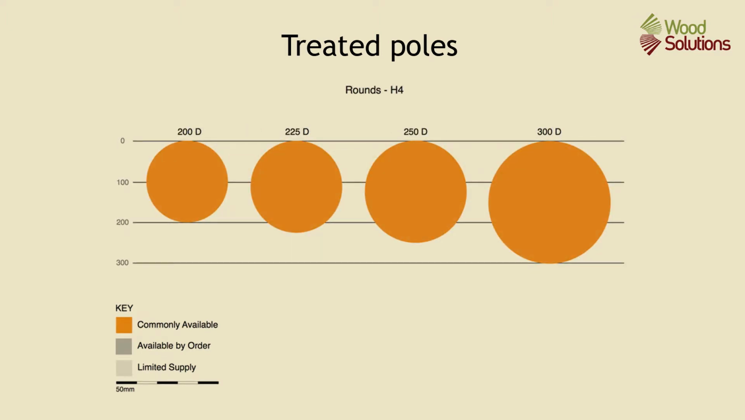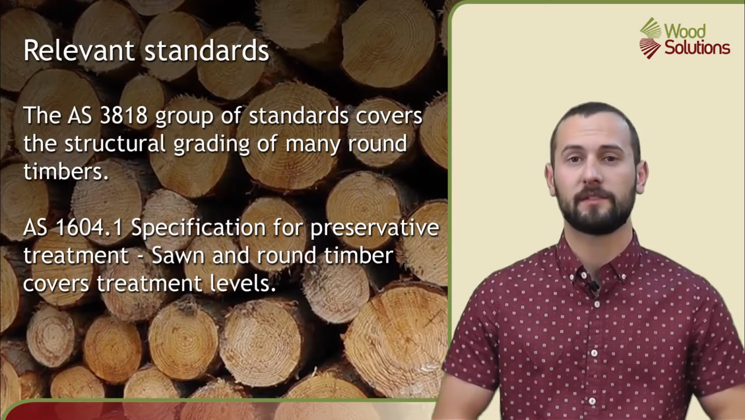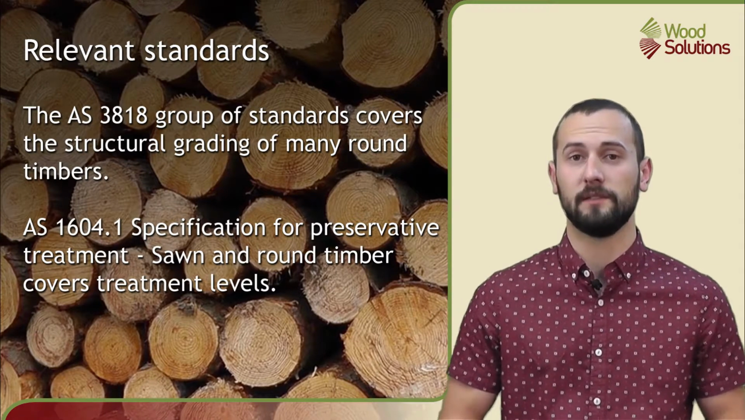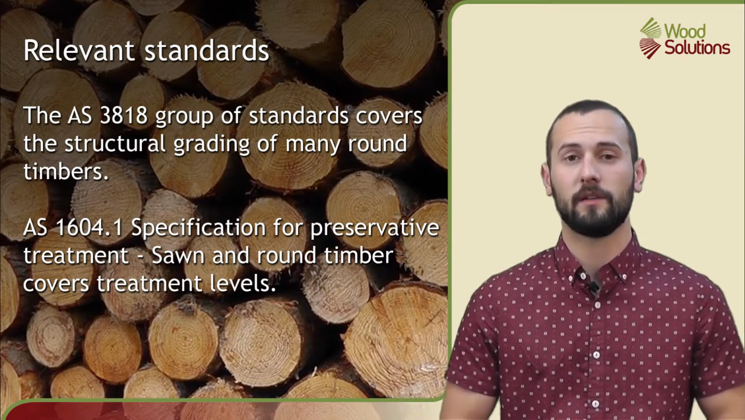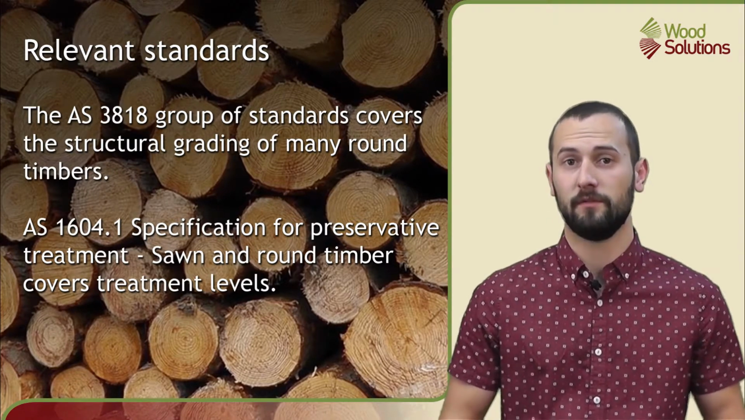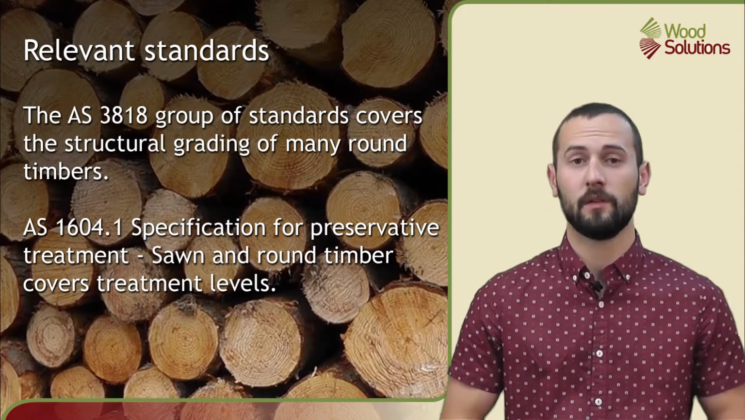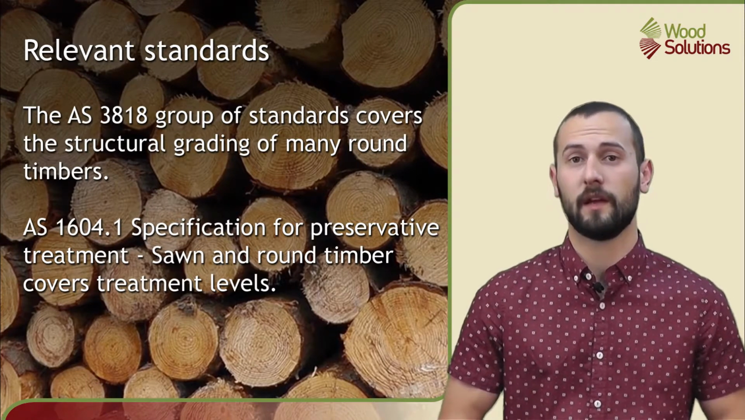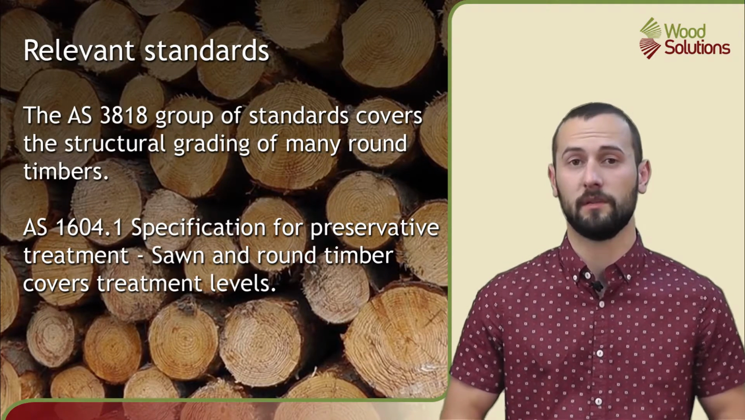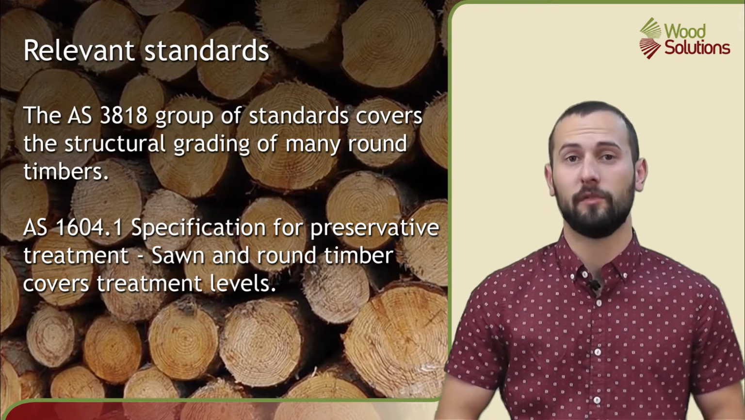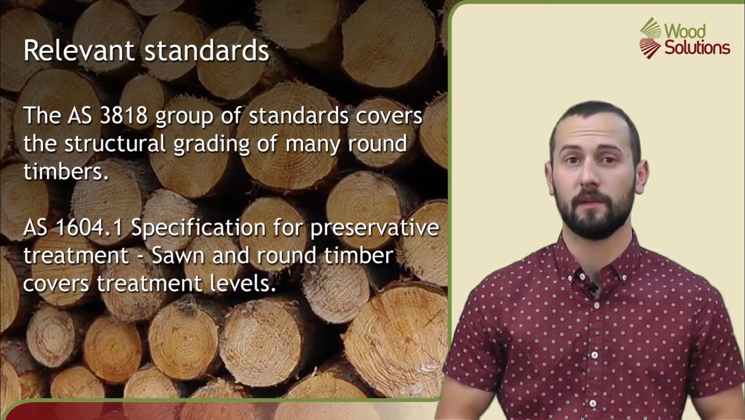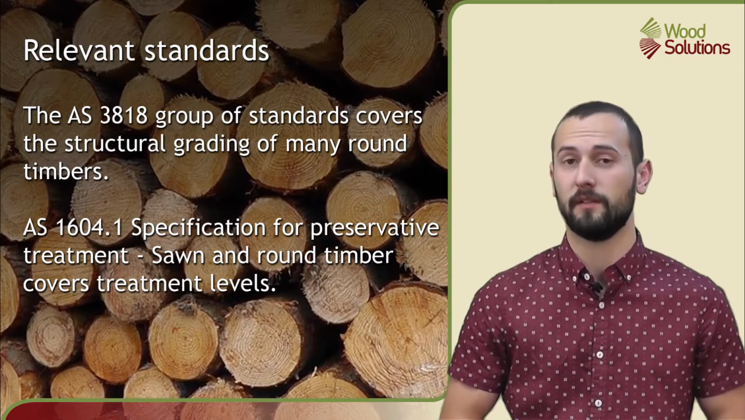They can be treated from H3 to H6. AS 3818 Group of Standards covers the structural grading of many round timbers. Building poles are graded to AS 3818.10, Timber Heavy Structural Products, Visually Graded Building Poles. Utility poles are graded under AS 3818.11, Timber Heavy Structural Products, Visually Graded Utility Poles. AS 1604.1 Specification for Preservative Treatment, Sawn and Round Timber covers the treatment levels required for round timber.